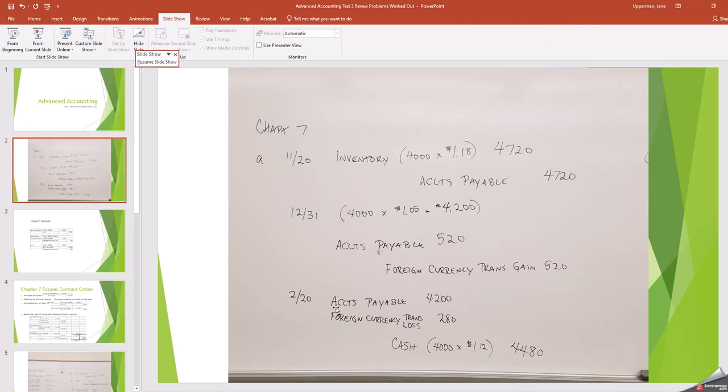So now it's $1.12 to buy 1 Swiss franc. So now we are going to settle our accounts payable. The balance as of the end of the year was 4,200. So we debit that to take it off of the books. We have to pay at the current translation rate. So that's 4,000 Swiss francs at $1.12 per Swiss franc. So it's going to cost us 4,480 US dollars. So now we have a foreign currency translation loss.